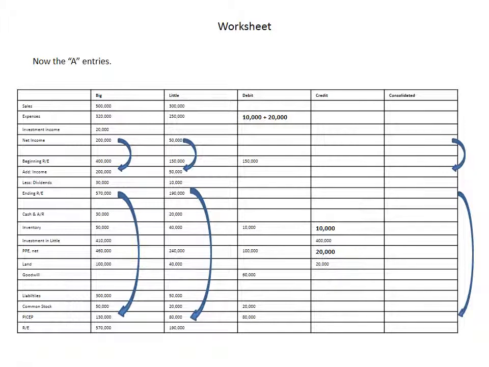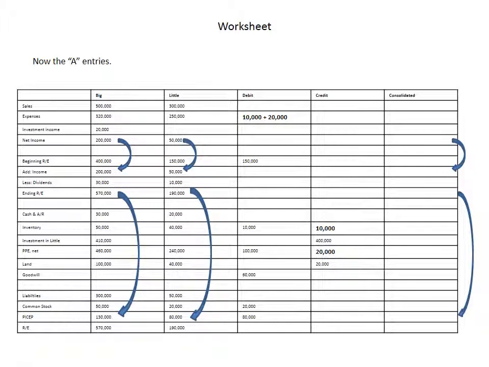So we have a debit to cost of goods sold and a credit to inventory, and a debit to depreciation expense and a credit to property, plant, and equipment net. And as mentioned before, in the interest of space, I've used a single expenses row in this worksheet, and so the debits to cost of goods sold and depreciation expense are both combined in that expenses line.